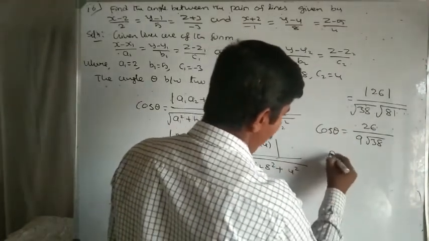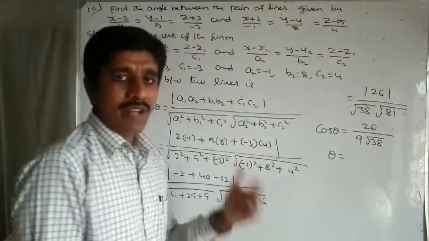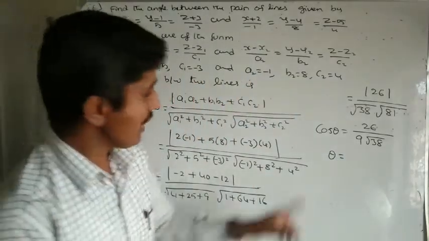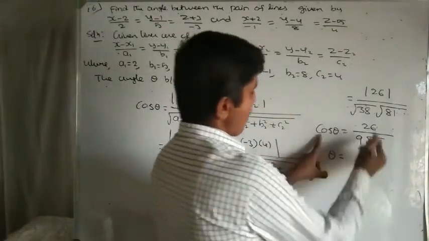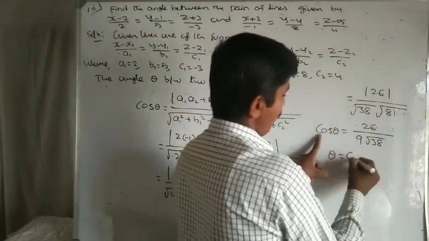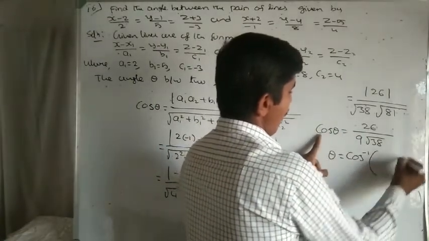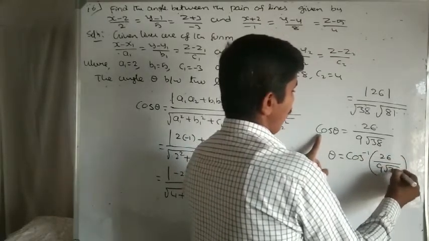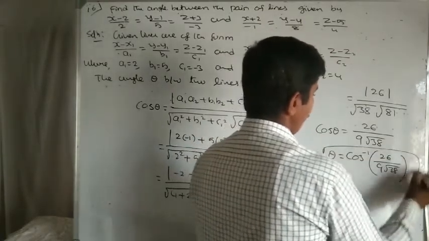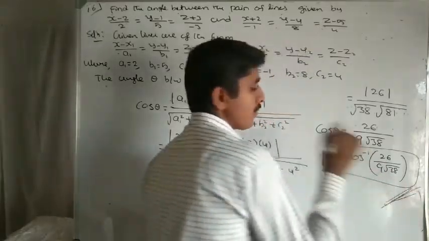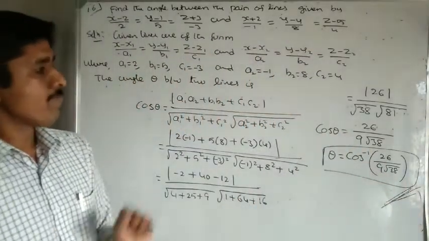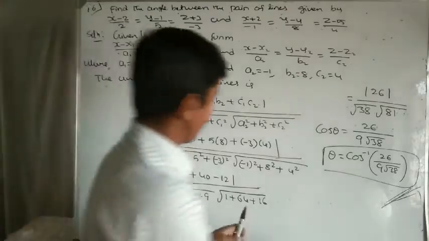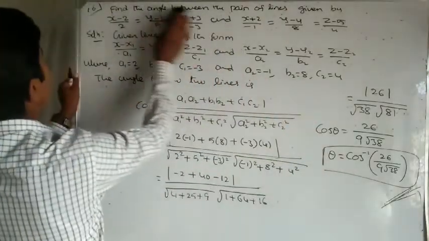Then theta, by the definition of the inverse cos function, is equal to cos inverse of the right side value as it is, 26 divided by 9 root of 38. Got it. Very easy problem. Go to the next one.